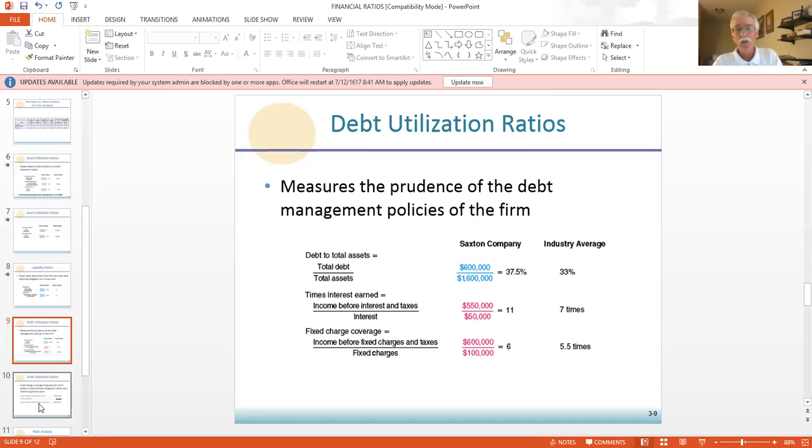Fixed charge coverage is the same approach. It's just that we're going to add in leases and other obligations as we calculate the amount of income we're earning and generating and making available to pay fixed charges, or the interest on our debt plus lease obligations.